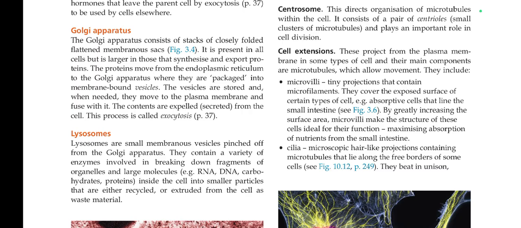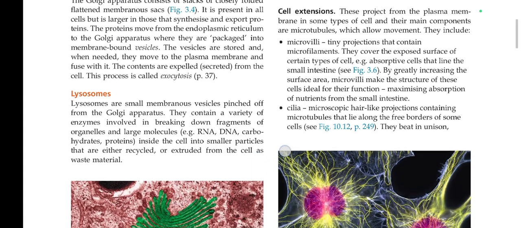Next, Golgi apparatus. The Golgi apparatus consists of stacks of closely folded, flattened membranous sacs. It is present in all cells, but is larger in those that synthesize and export proteins. The proteins move from the endoplasmic reticulum to the Golgi apparatus, where they are packed into membrane-bound vesicles. The vesicles are stored, and when needed, they move to the plasma membrane and fuse with it. The contents are expelled, secreted from the cell. This process is called exocytosis.